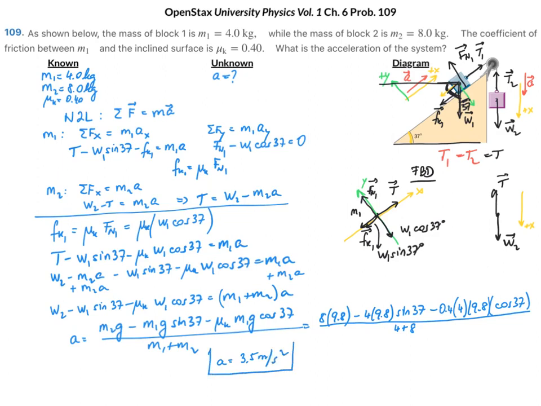So we lucked out because we got a positive value for the acceleration. When I picked the acceleration to go up, I did get a positive value, which also means that this block is going up. So this is the correct interpretation of the problem. This block goes up, that block goes down, and their acceleration is 3.5 meters per second squared.